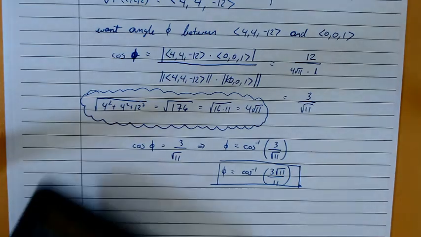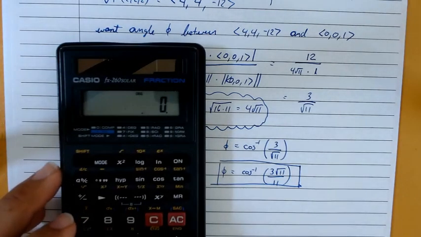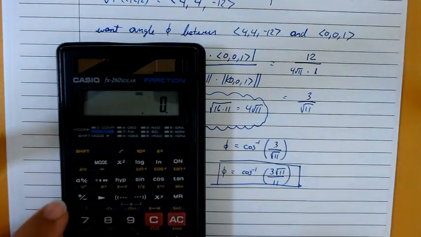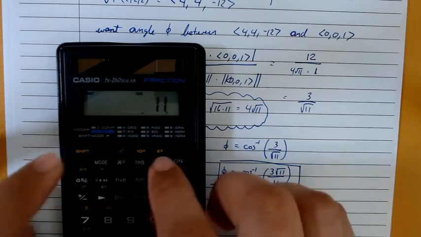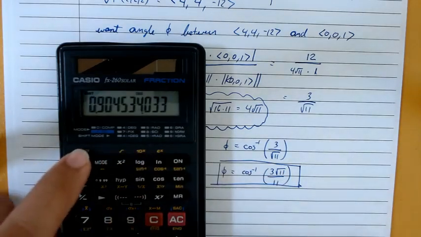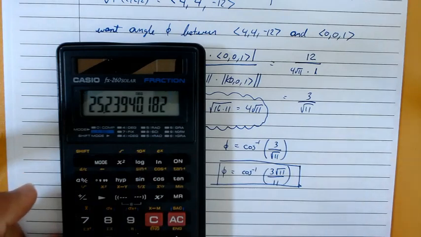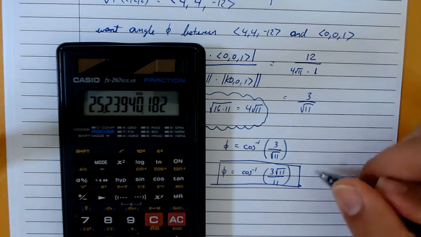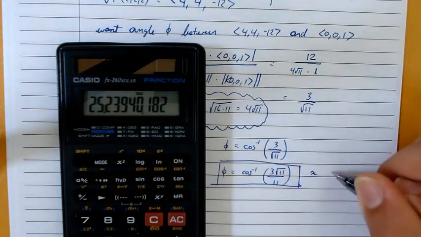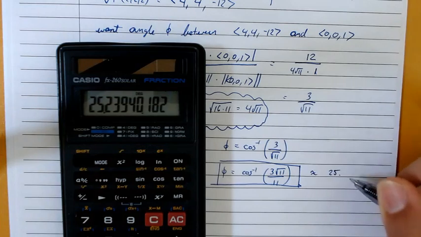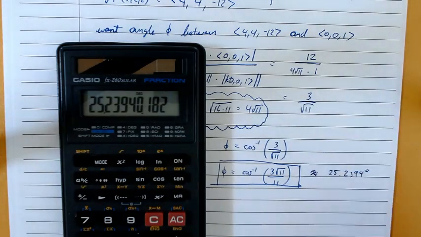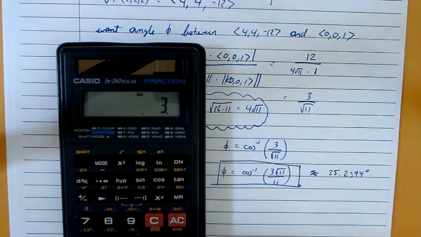I suppose if you really, really wanted to, you grab one of these things. Mine's in degrees currently, so you could write that as 3 divided by root 11. Take the arc cosine. Let's see, is that right? Yeah. So if you really, really wanted to do that as an angle, you could write that as 25.2394 degrees.